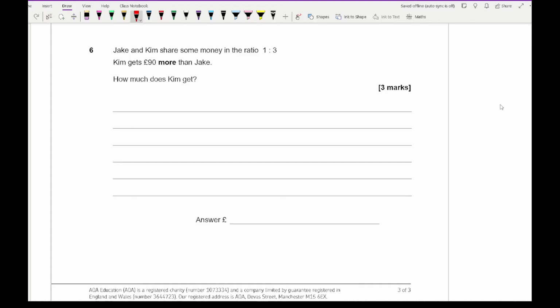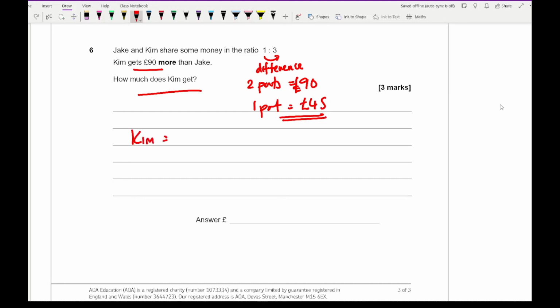Well, looking at this, we can see that the difference between the two parts is going to be 2 parts. So 2 parts is the difference. And it says that the difference in money is £90. So if 2 parts equals £90, then 1 part is going to be £45. And so if we want to work out how much Kim gets, well, Kim equals 3 parts. And so Kim will get 3 lots of 45, which gives me an answer of 135.